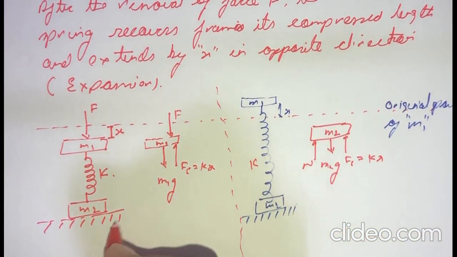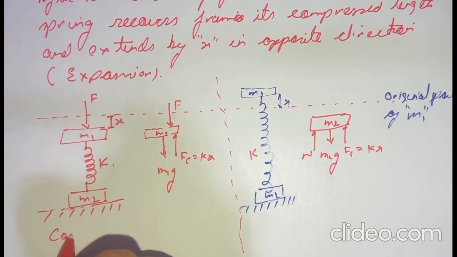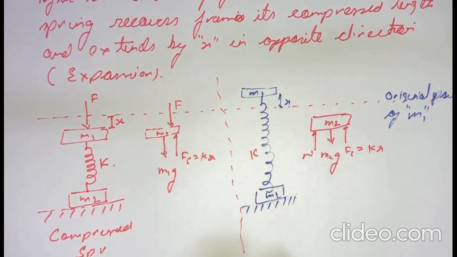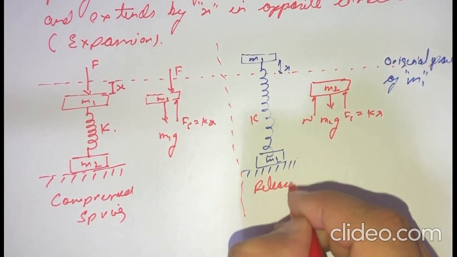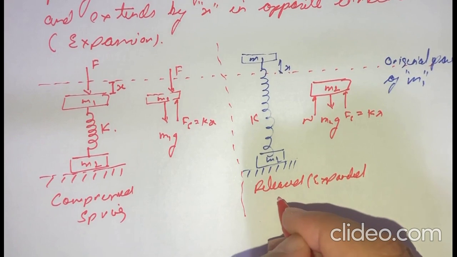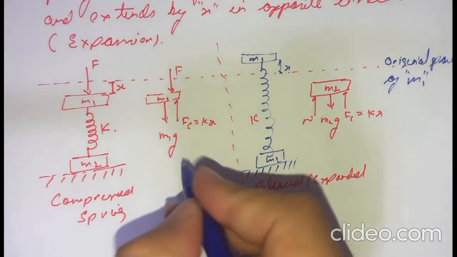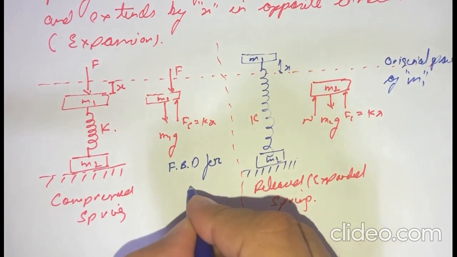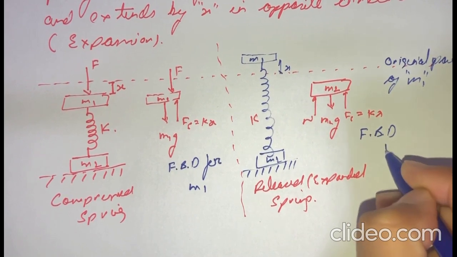So this is our compressed spring, and this is the released, or we can say expanded, spring, and this is the free body diagram for M1, and this is the free body diagram for M2.